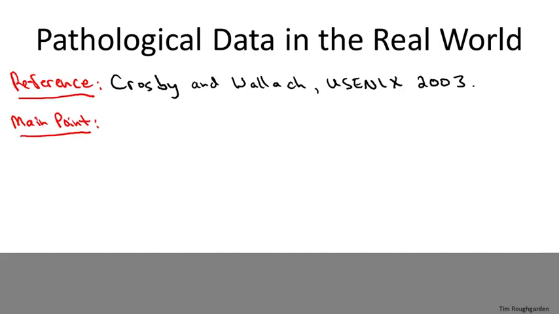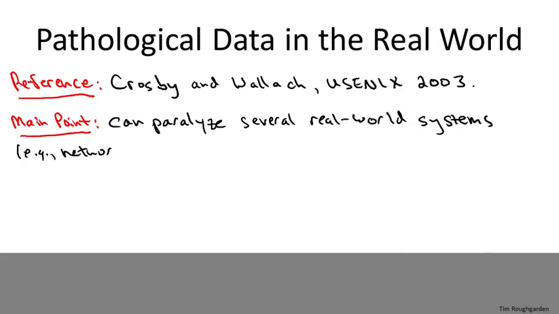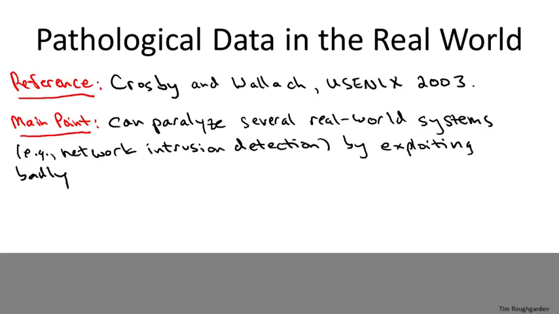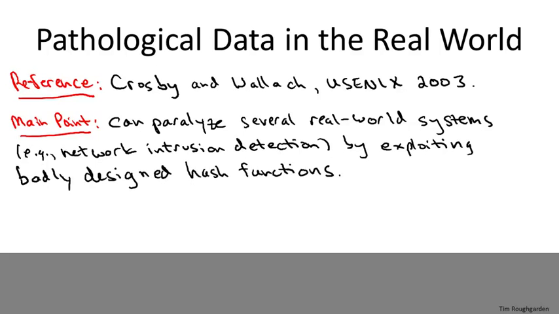The main point of Crosby and Wallach was that there are a number of real-world systems, and maybe their most interesting application was a network intrusion detection system, which you could bring to its knees by exploiting badly designed hash functions. These were all applications that made crucial use of hash tables, and the feasibility of these systems completely depended on getting constant time performance from the hash tables. So if you could exhibit a pathological data set for these hash tables and make the performance devolve to linear, to that of a simple linked list solution, the systems would be broken. They would just crash or they'd fail to function.